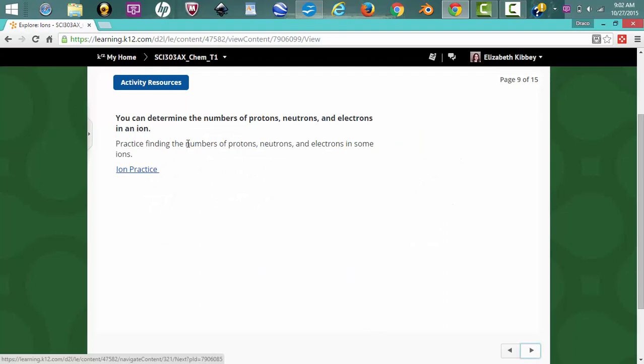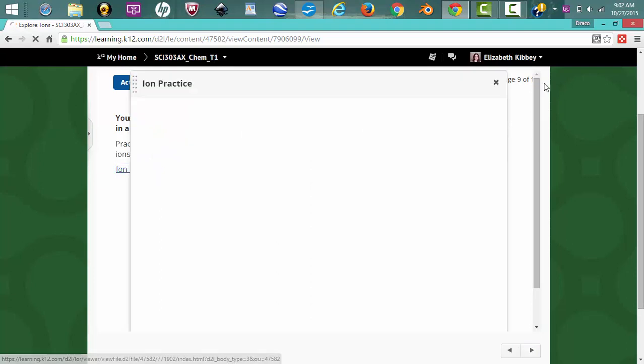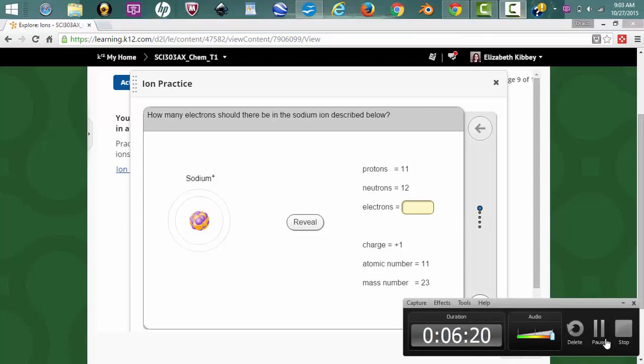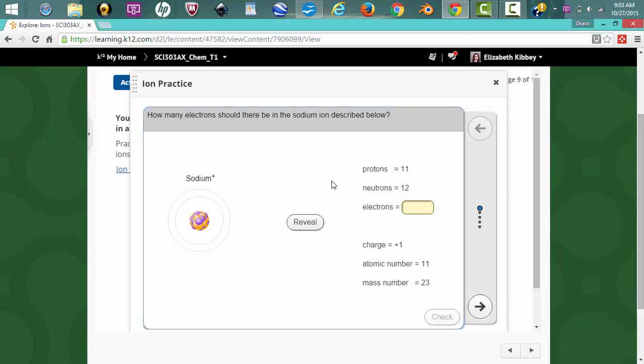You can determine the number of protons, neutrons, and electrons in an ion. So let's practice. Okay, so looking at sodium, we know that it's got a positive charge. So looking at the protons, we know that there are 11 protons.